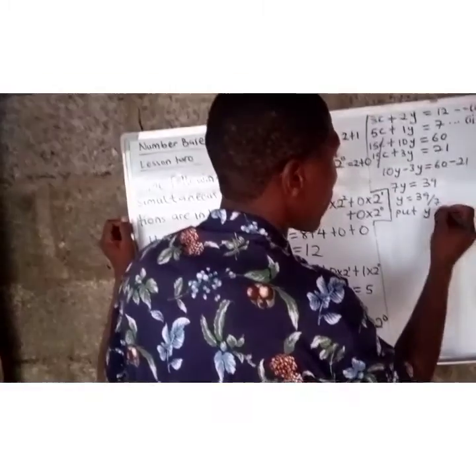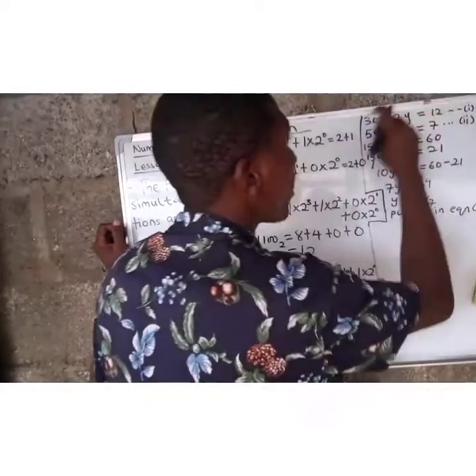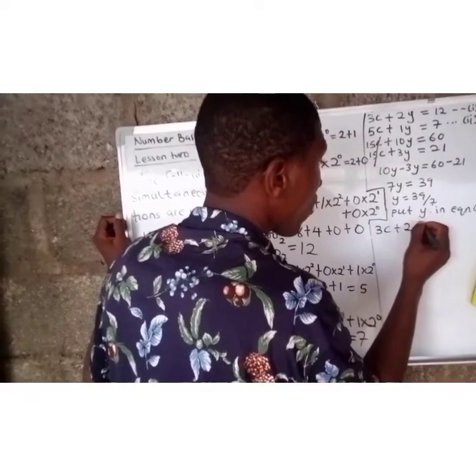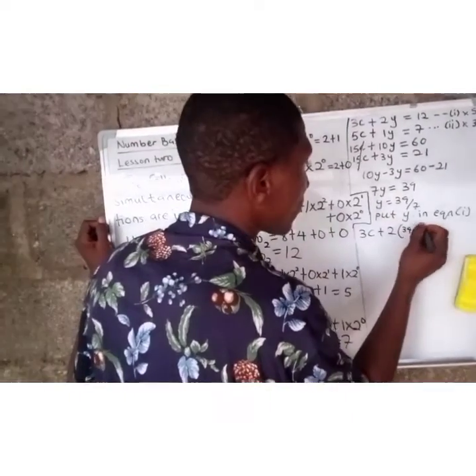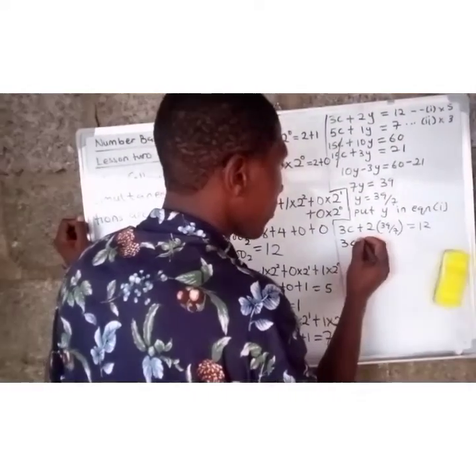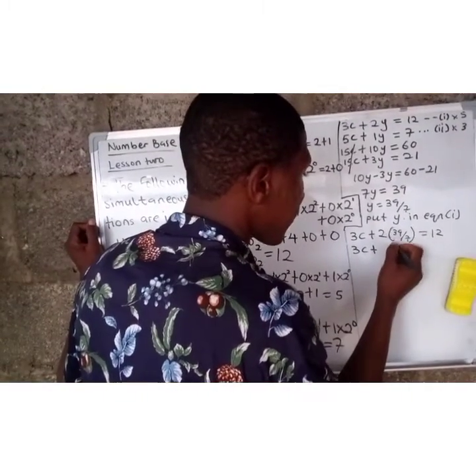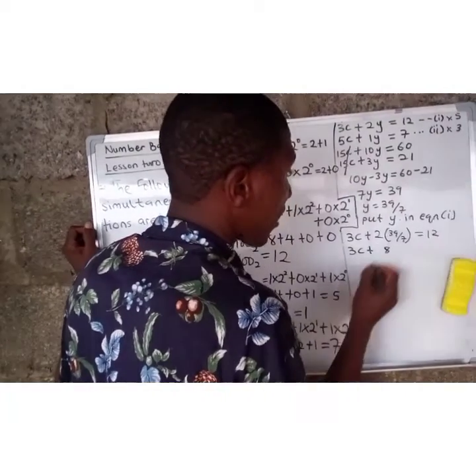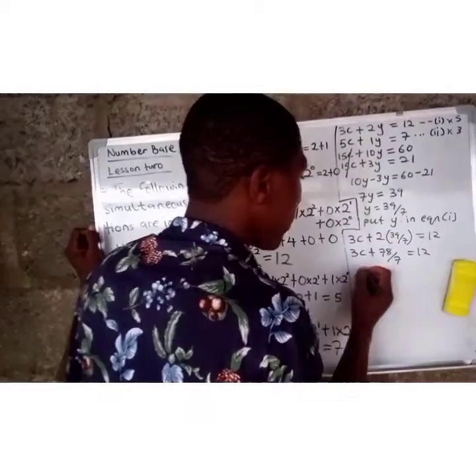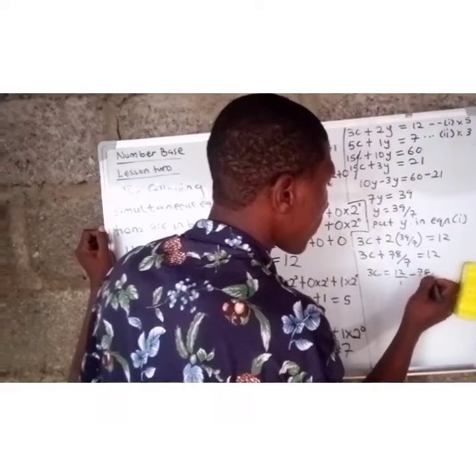If I put y in equation 1 above to get c, it means that 3c plus what? 2 open bracket 39 over 7 is equal to 12. And so 3c plus 2 times 39, 2 times 9 is 18, carry 1, 2 times 3 is 6, plus that 1 is 7, over 7 is equal to what? 12. 3c is equal to 12 over 1 minus 78 over 7.